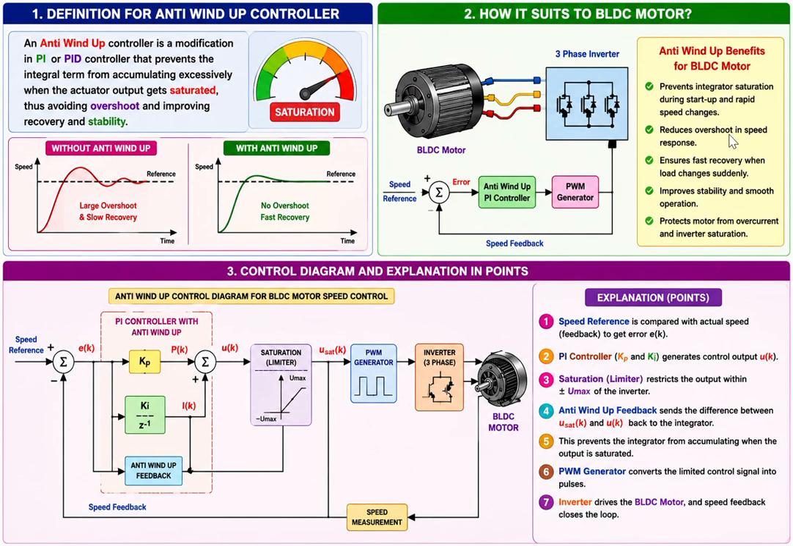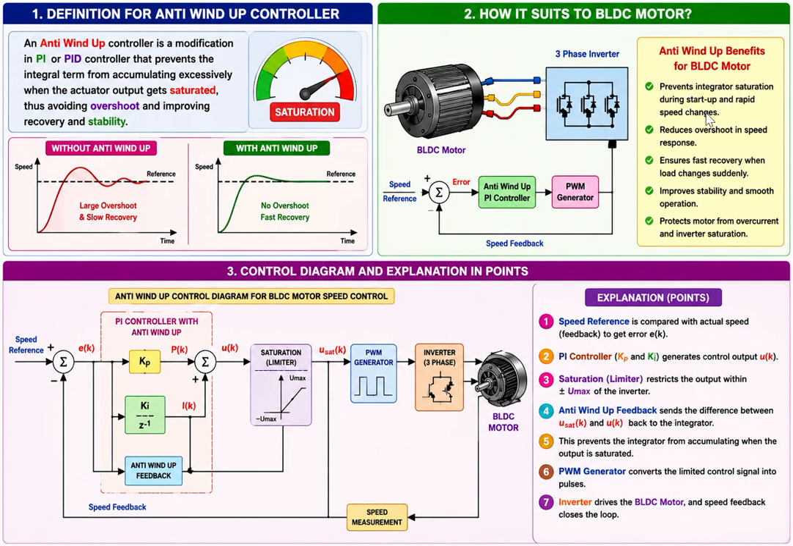So in case of BLDC motor, how it gets suited, we can see the block diagram. This is the three-phase inverter. The inverter output is given to the motor so that the motor can be easily controlled for our required speed. So this is the speed reference that we are giving. Instead of PI or PID controller, we are putting the anti-windup controller integrated with PI controller. So the error signal drives the PI controller.